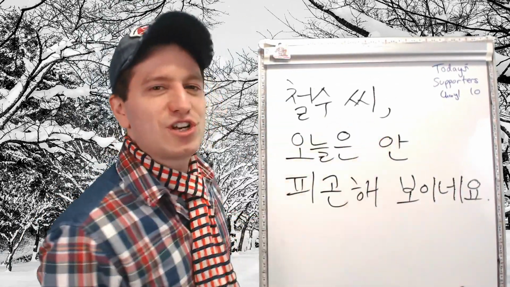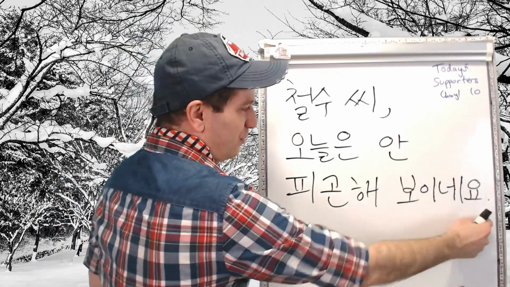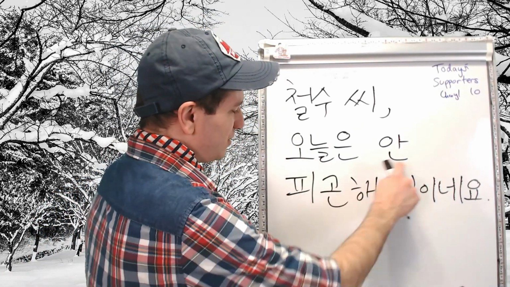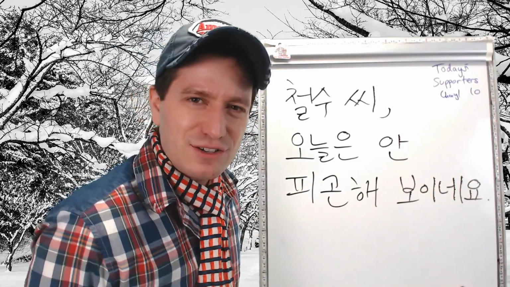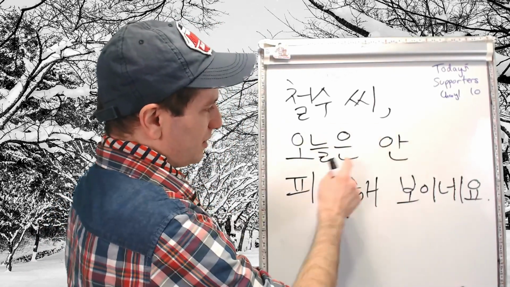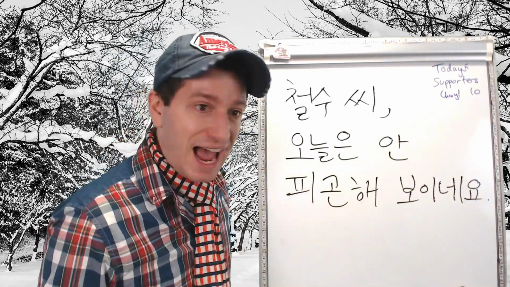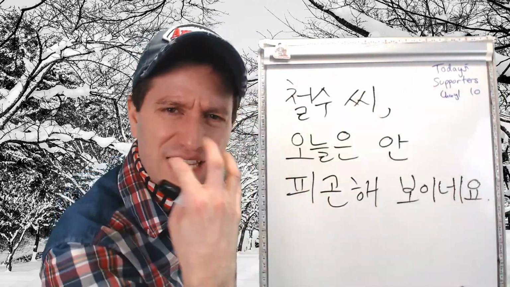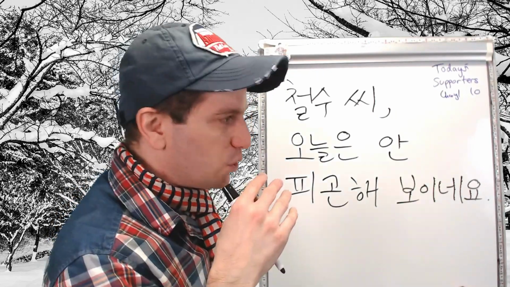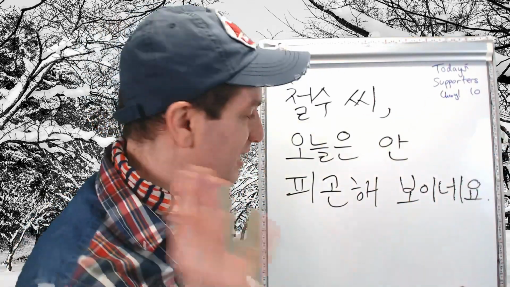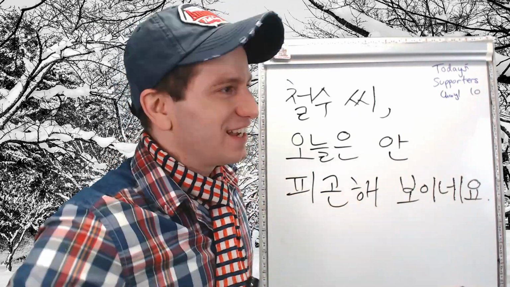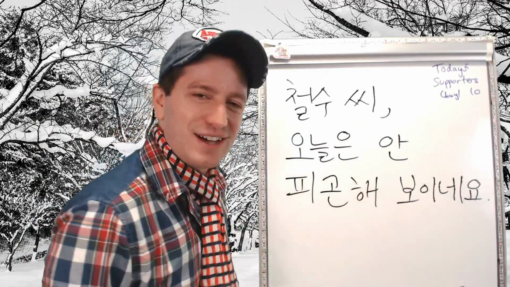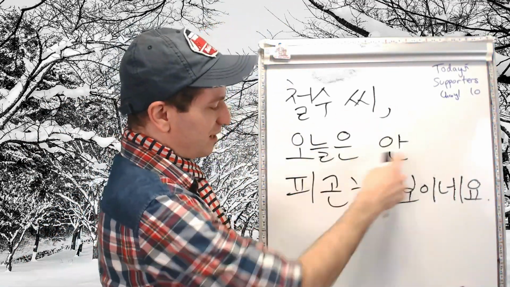철수 씨, Mr. 철수, 오늘은 안 피곤해 보이네요. You don't look tired today, 철수. You normally look exhausted, but 오늘은 안 피곤해 보이네요. So 철수, 오늘, today, 안 피곤하다, to not be tired. 피곤해 보이다, to look, to appear, physically appear. 피곤하다, tired. Normally, maybe you see bags under his eyes, but today he looks really, really relaxed. He's smiling, he seems energetic, and you're like, hey, 철수 씨, 오늘은 안 피곤해 보이네요? Hey, you don't look tired today.